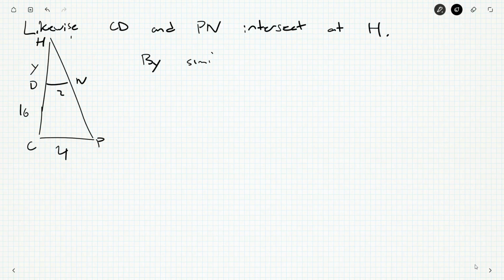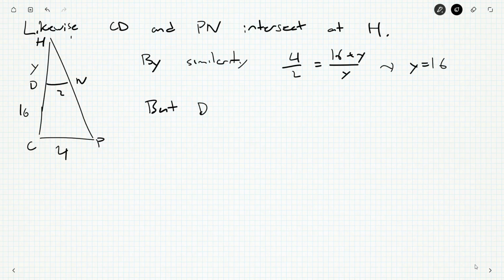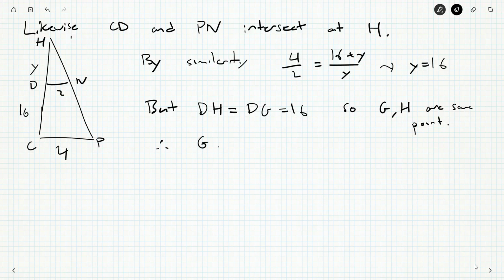So by similar triangles, 4 over 2 is the same as 16 plus Y over Y. And from there we get Y is 16. 4Y is 32 plus 2Y, so 2Y is 32, Y is 16. But DH equals DG, which is 16. So G and H are the same point. I think this is something that would probably have to be proven. Therefore, DCPQ is a tetrahedron.